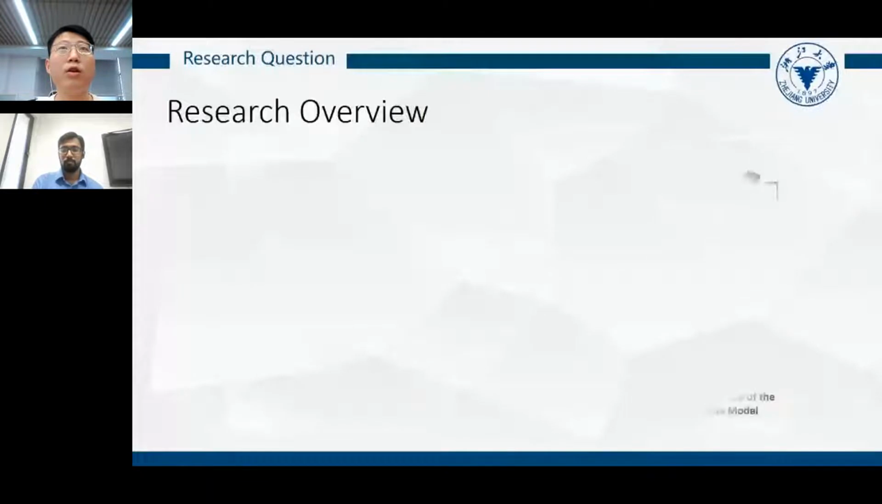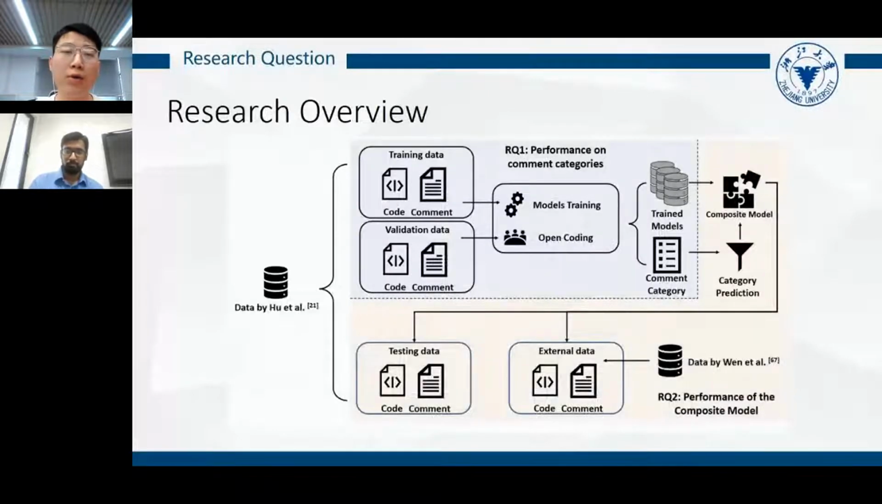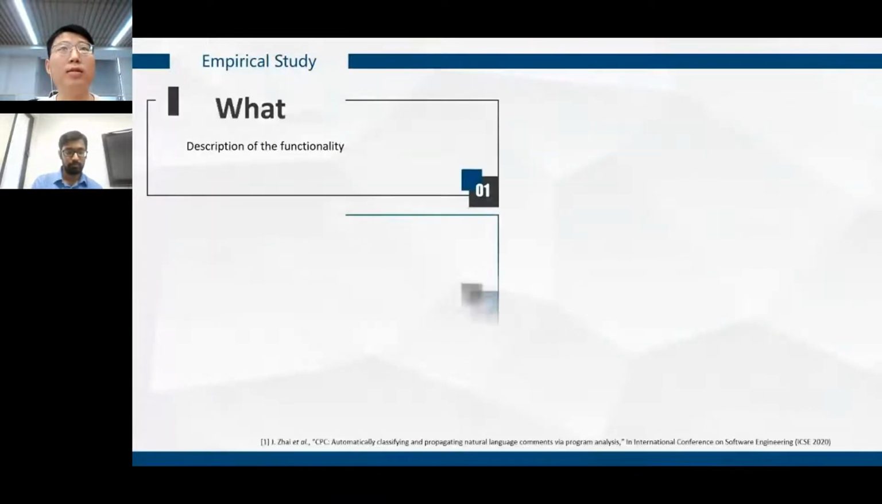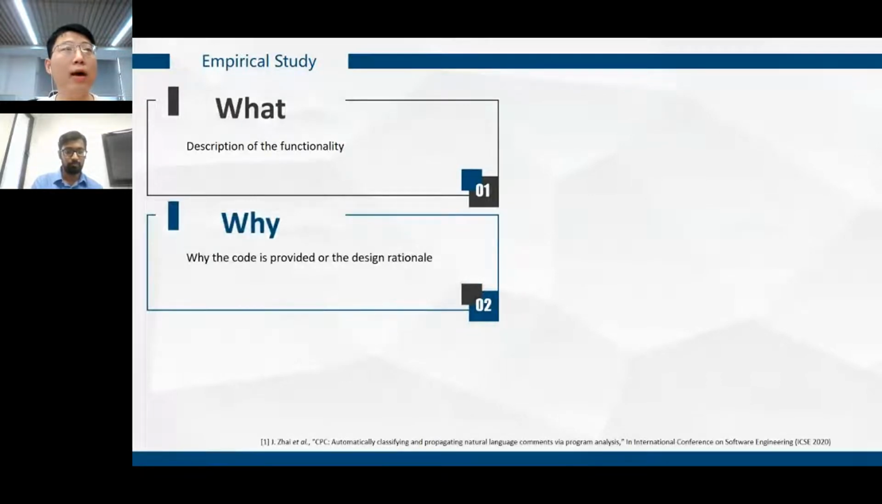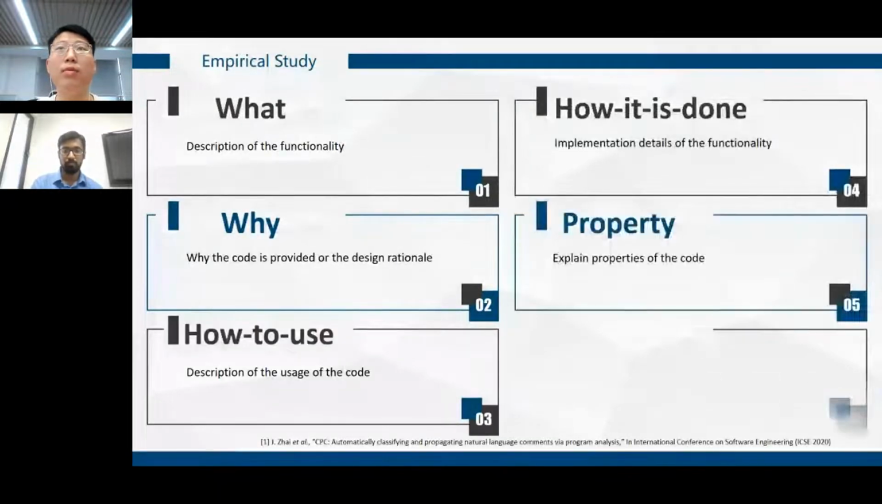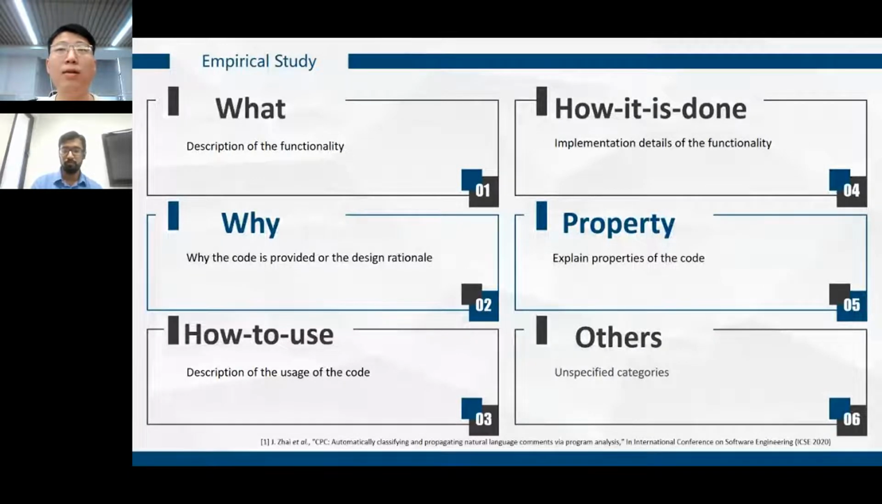And this is our research overview. The blue part is our empirical study. In this part, we manually label some data and we give some findings. And in the red part, we propose our approach, a composite model to take advantage of different models. First of all, in the empirical study, we divide current comments into 6 categories: what, why, how to use, how it is done, property, and others. This categorization is based on the standard by Zhai et al.